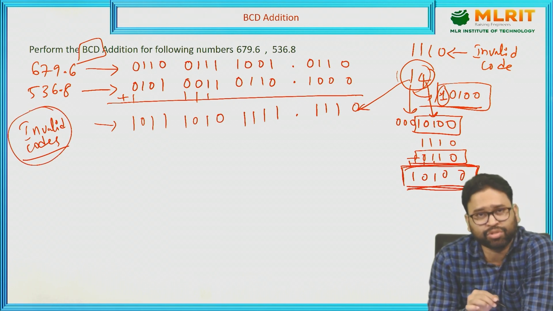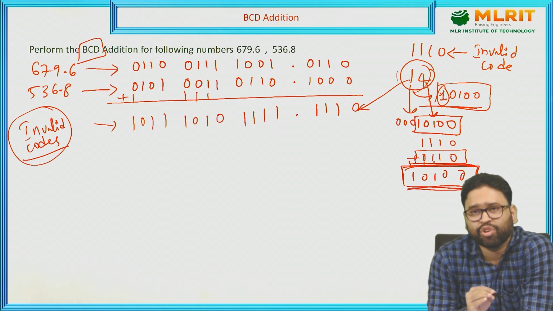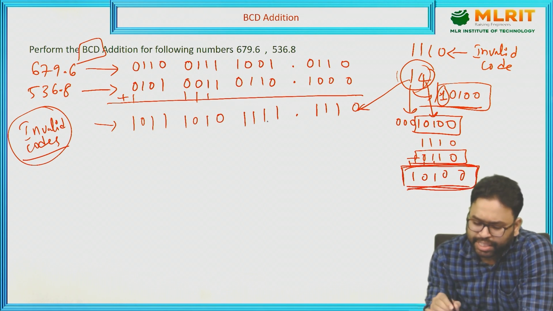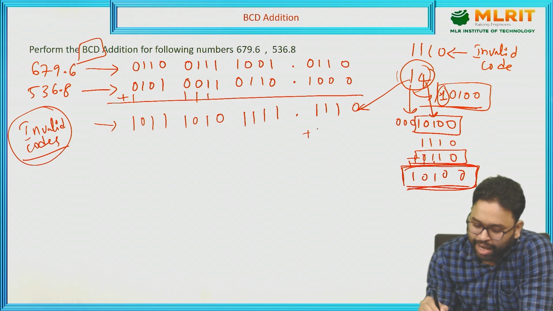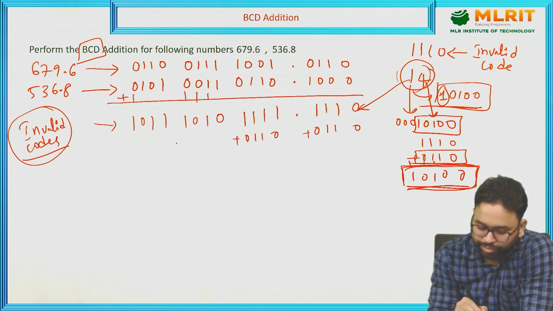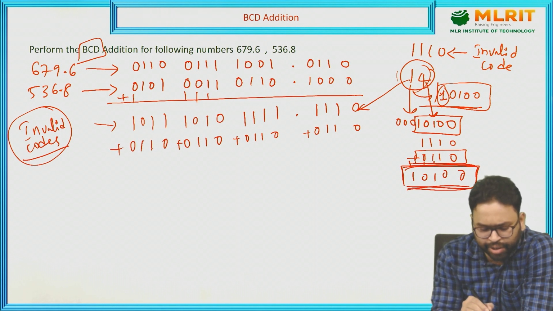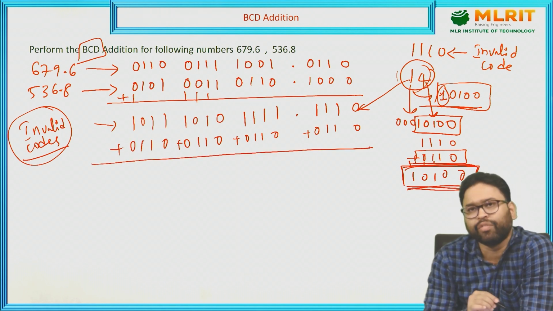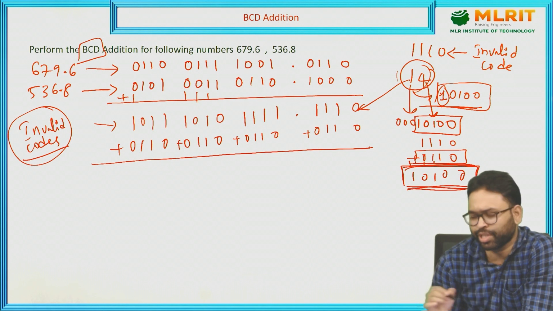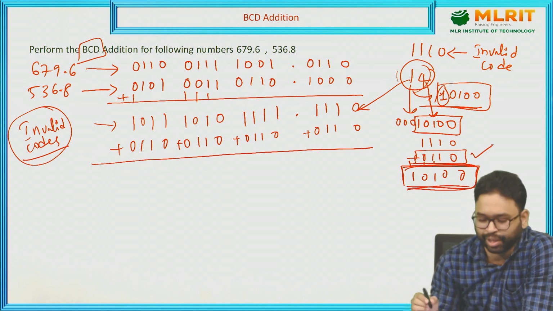In that case also, you are supposed to add 0110 to the respective sum. That means for all these group values, you are supposed to add 0110. These all are invalid codes. To correct the result, we need to add 0110. Just now I have shown how we are doing that. Right, now let's do that.